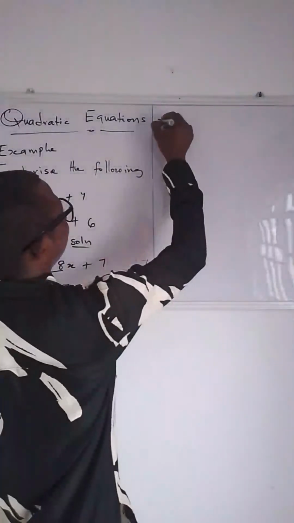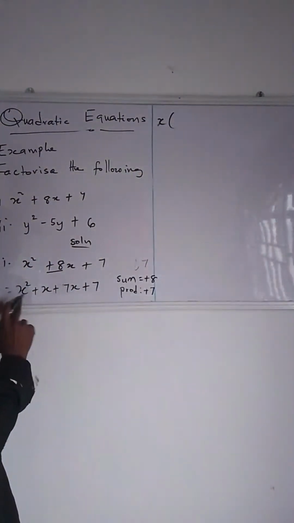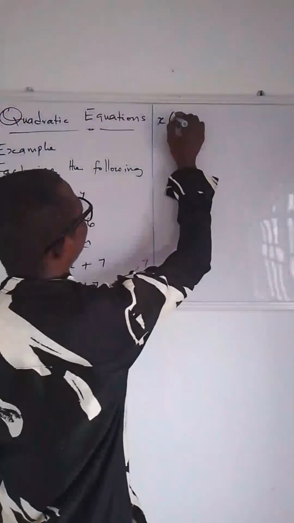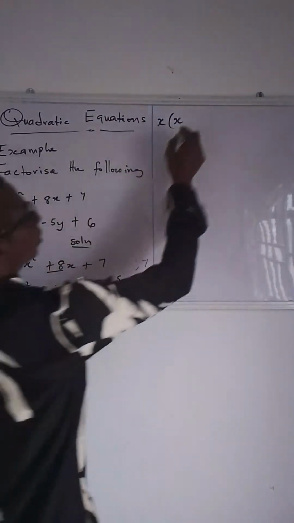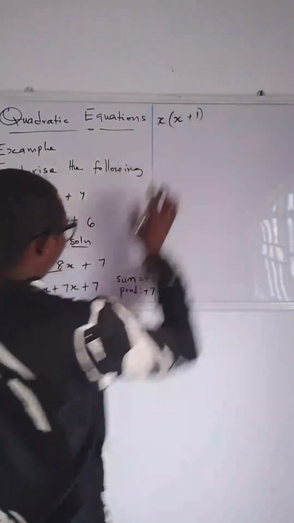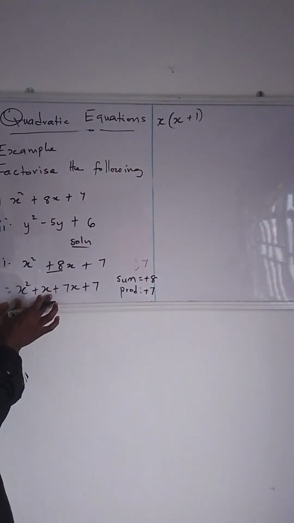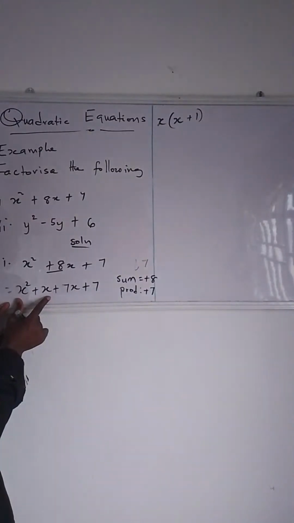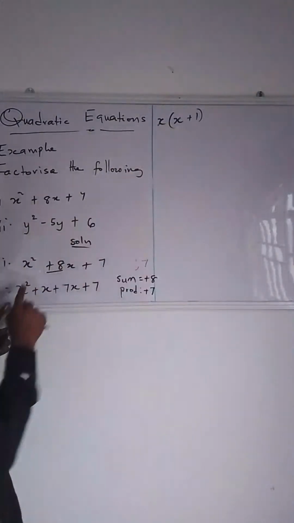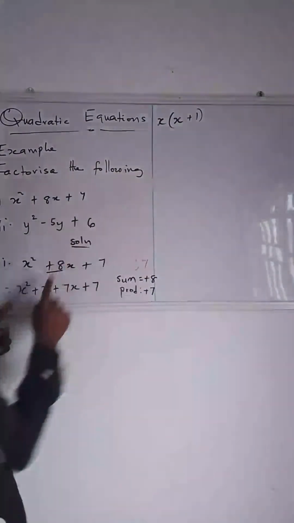So we have x. If I divide x squared by x, I have x, so you have x here. Divide plus x by x, you have 1, so plus 1. Now what I've done to these two terms is factor out x. You will see when you open this bracket, you have what we have here: x times x, you have x squared, and x times 1, you have x.